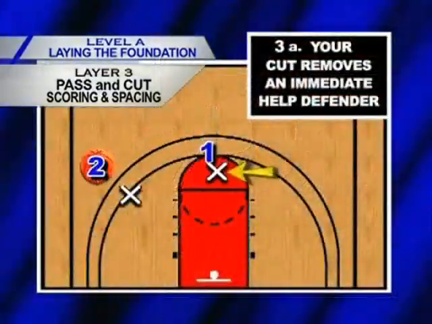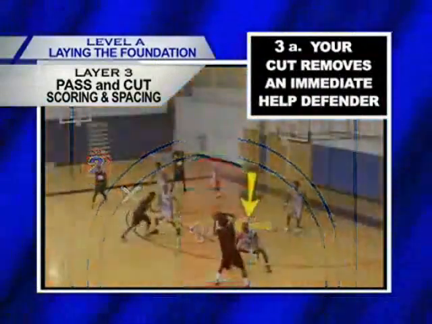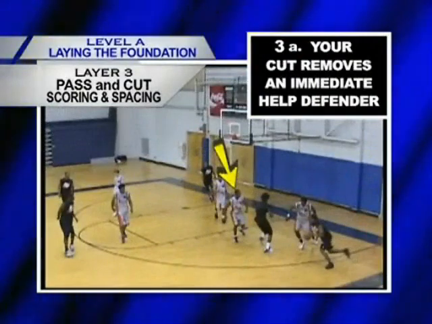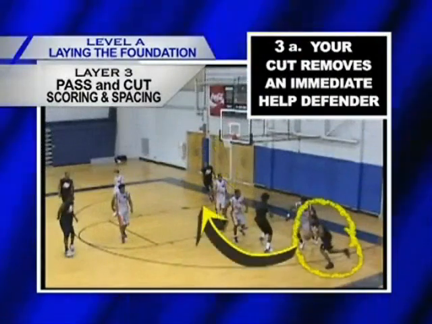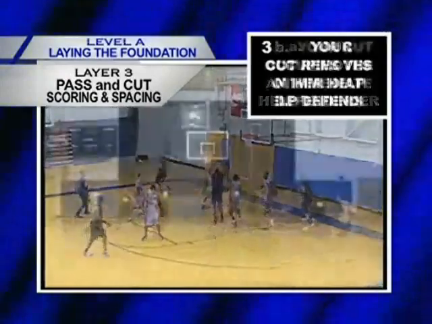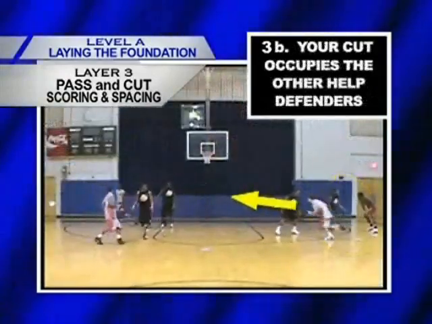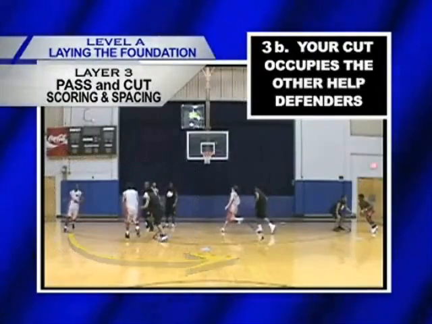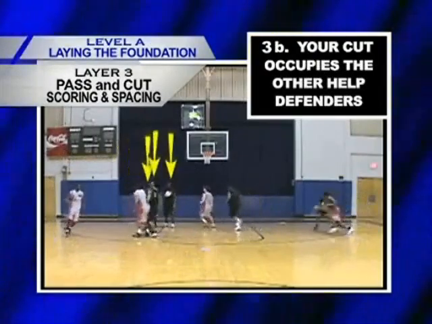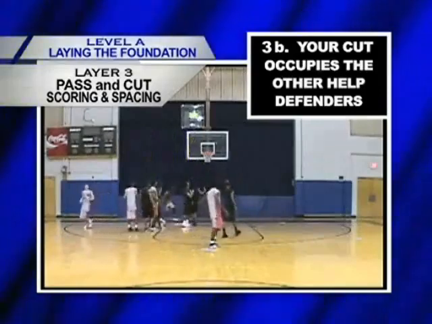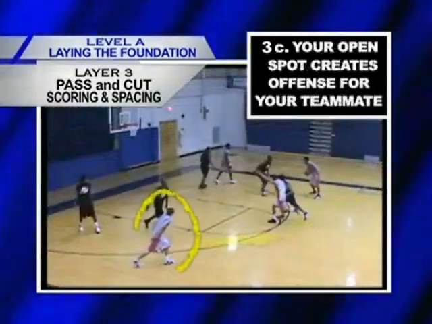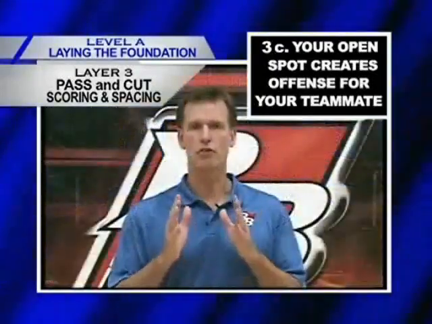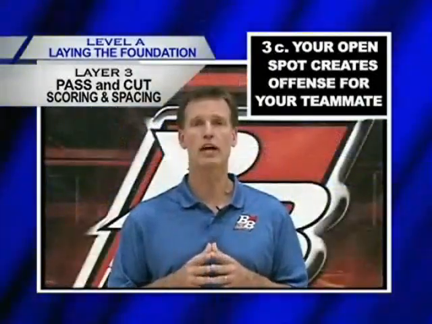First, when you take your defender with you on the basket cut, then you've taken one of the immediate help defenders away from the ball. Now your teammate has more room to attack on your side. Second, your basket cut creates movement from your teammates who must fill the open spots. This occupies their defenders who are not as likely to help on the ball. And third, the teammate filling your spot has a chance to score because of your movement. This is one of the 3 scoring opportunities that we're going to look at.